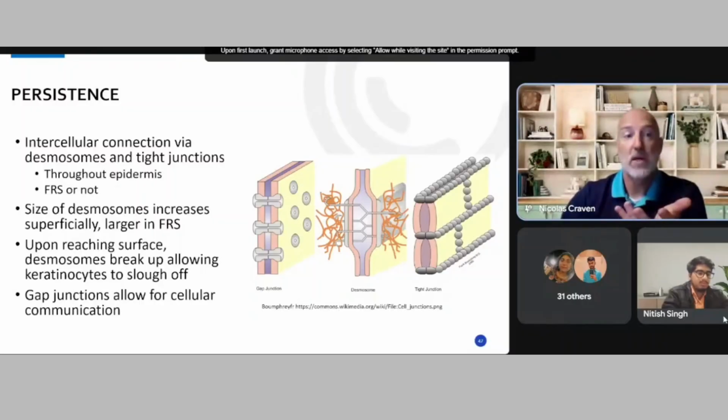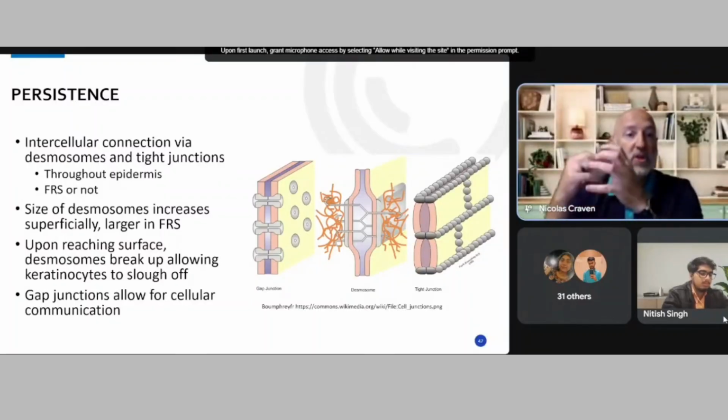Now, between the cells, there are also intercellular connections, and these are done by desmosomes and tight junctions. And they're throughout the entire epidermis. This isn't just the special skin, the friction-ridged skin on your hands. This is throughout your entire body. So all those skin cells, no matter where they are in your body, are attaching to each other as they move from the basement layer up toward the surface.